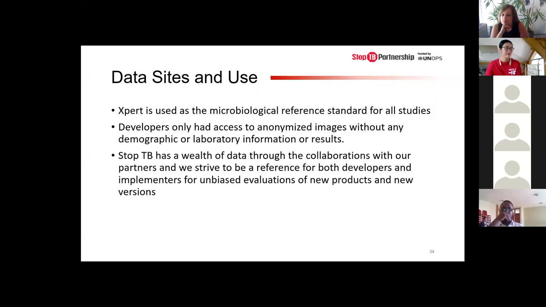I mentioned that Xpert is the microbiological reference standard for all of these studies. It's important also to mention that developers only had access to the anonymized images without any demographic or laboratory information or results. And this is something that we would like to grow through the collaborations and try to be a reference for both developers and implementers for these unbiased evaluations.